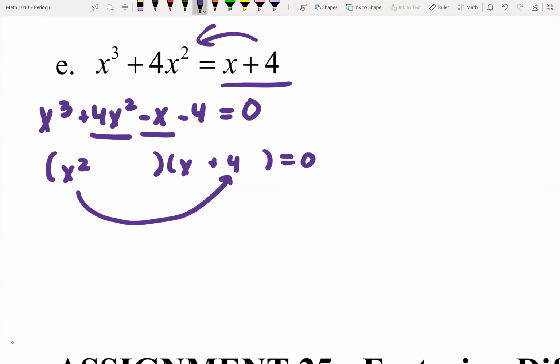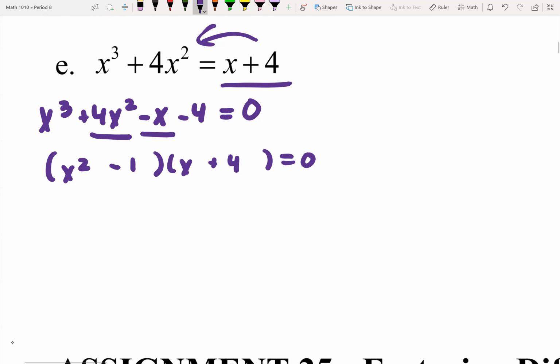The next guy, I need a negative x. Whatever I put there is going to be multiplied by the x. What goes there? Negative 1. Okay? Negative 1. So you do have to be careful just to check that you factored it correctly. You have to make sure, see that negative 4? You just have to make sure that a negative 1 times a positive 4 is a negative 4. And it is. So we're good.